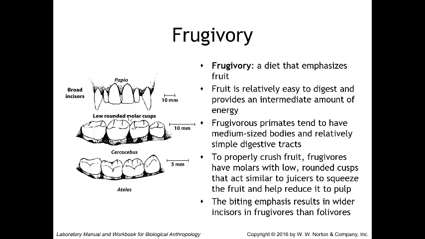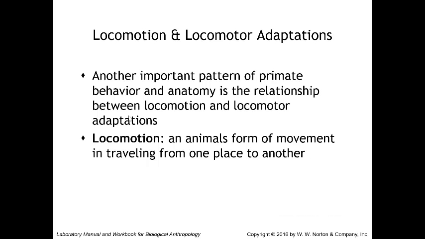The next section that we're going to look at is locomotion and locomotor adaptations. This is another important part of primate behavior and anatomy, because we can see that their anatomy is reflective of the locomotion that they take part in. Locomotion is an animal's form of movement in traveling from one place to another. Each form of locomotion requires different things of the body. Some locomotor strategies might rely more on the arms or forelimbs, while other strategies might rely more on the legs or the hind limbs. And we'll see the differences between the different types.